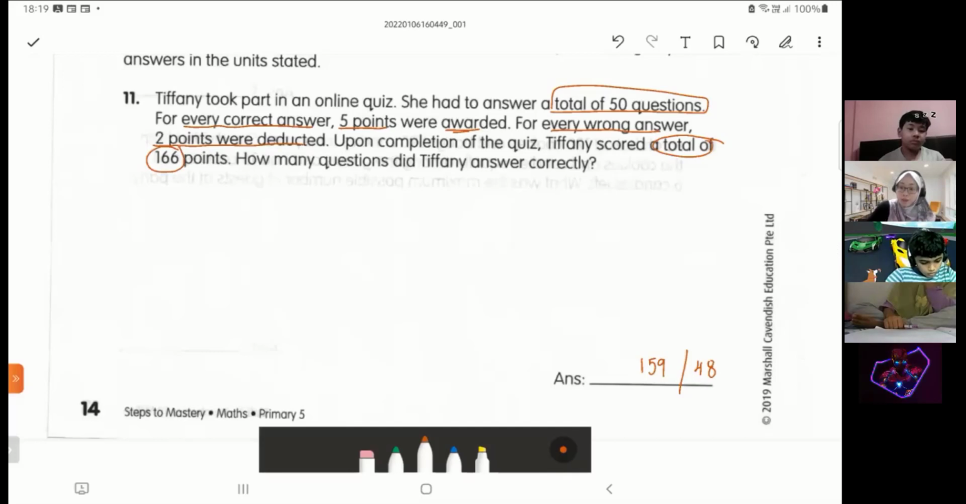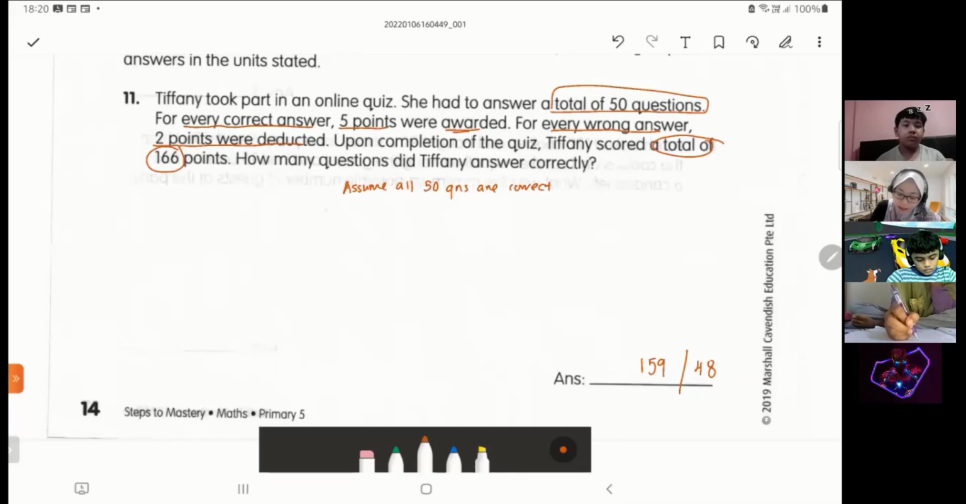Okay, let's do assumption, right? So if I do assumption, I want to know the correct answer. In this case, I want to know the number of correct answers that she answered. So we will assume that all the answers she did for all 50 questions are correct. Okay? So we are going to assume all 50 questions are correct.